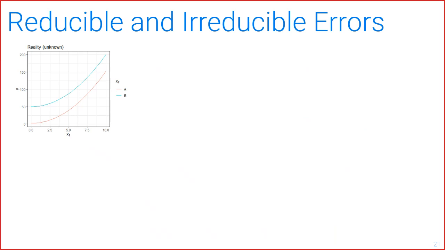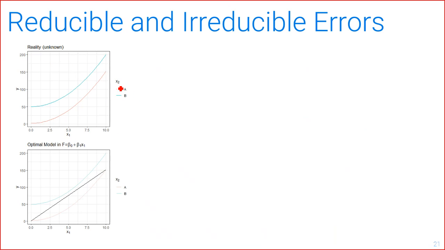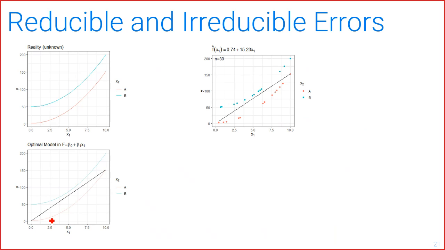So let's see the difference again. Imagine we go back to the previous example in which we had a reality that depends on x1 quadratically and on x2 as a categorical variable. Again, we make a simple assumption about the class of models we're going to use, and in this case it's again a linear model of x1. Here in black we again have the optimal model. So what happens? Imagine we collect some data. Here we have these observations, these points, and we build a model that is optimal in a certain sense, given this data.